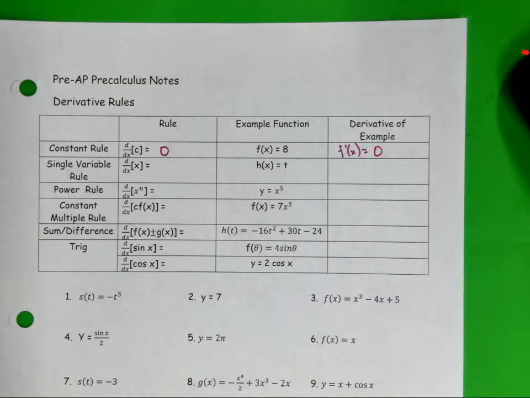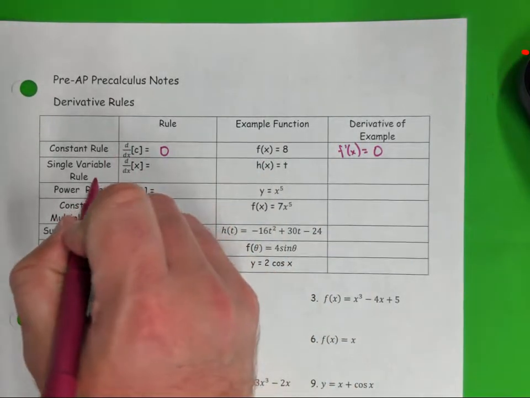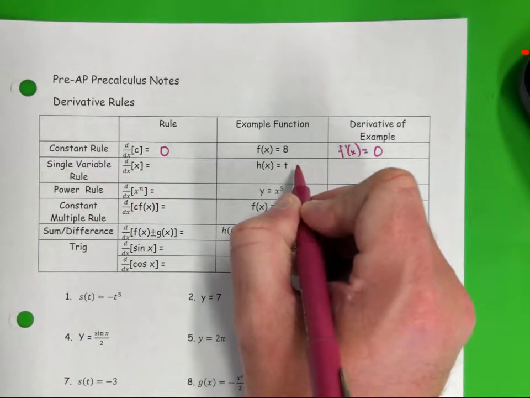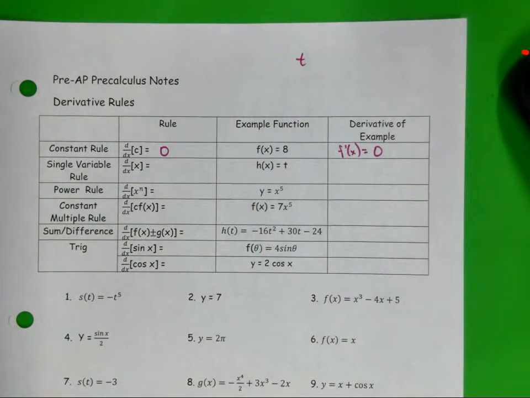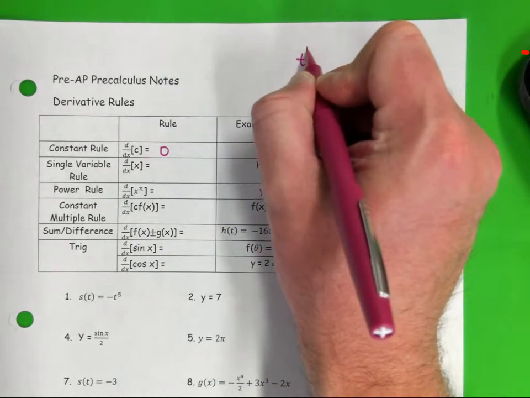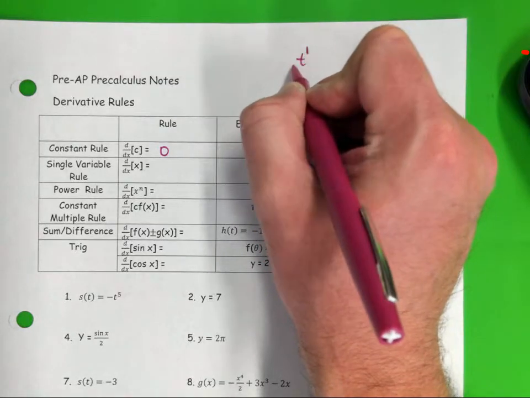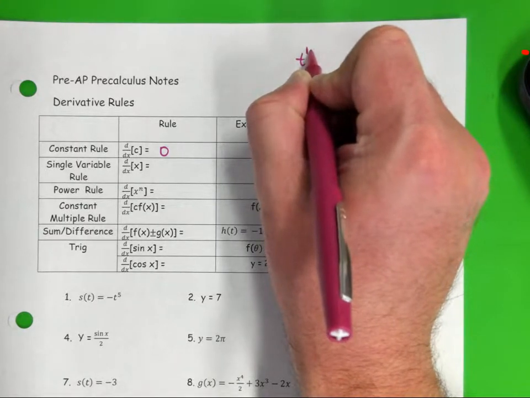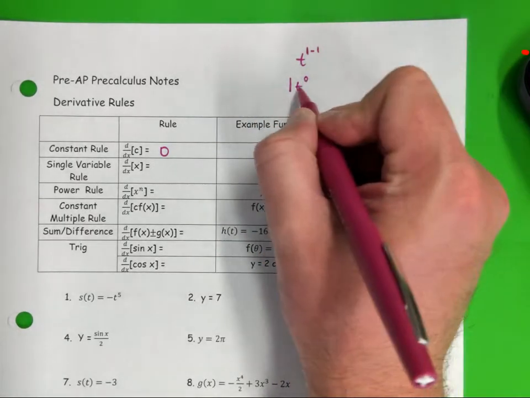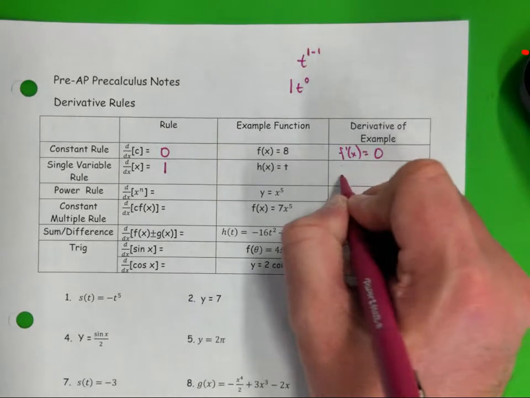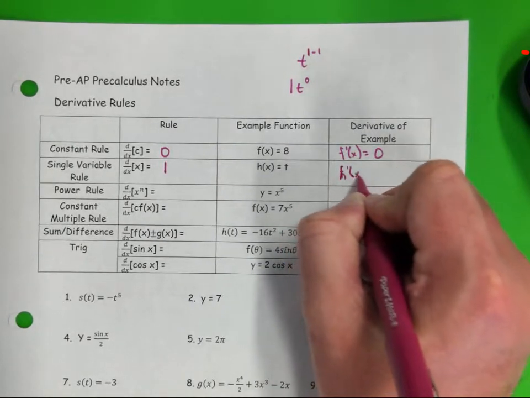This is page 23. The single variable rule. Remember yesterday, I'm going to write it up here. Let's say we have a single variable, t or x. What's the understood exponent right here, guys? 1. What did we do? We brought this down yesterday. You remember this? 1 times 1 is what? So I got 1t. And what did I subtract from this exponent? What's 1 minus 1? So anything raised to 0 is what? 1 times 1 is 1. So that means if you have a single variable, the derivative of it is 1.